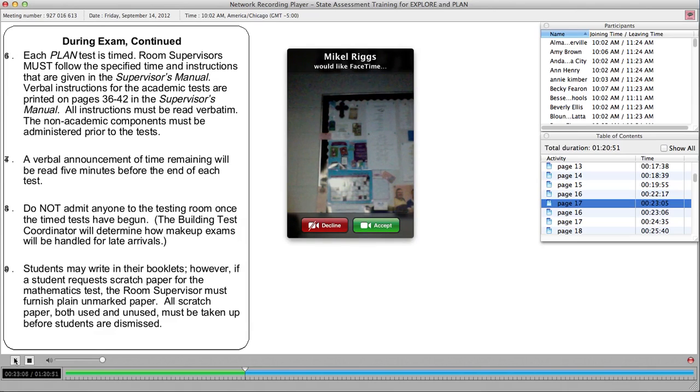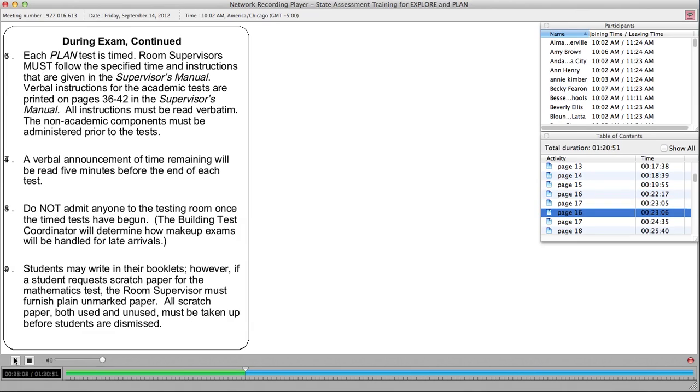This test does allow for an announcement of 5 minutes remaining that should be read directly from the room supervisor's directions, and it's very important that the students get this verbal announcement. The room supervisor should not make any other, additional announcements about time, but that one 5-minute warning should be given for each test.